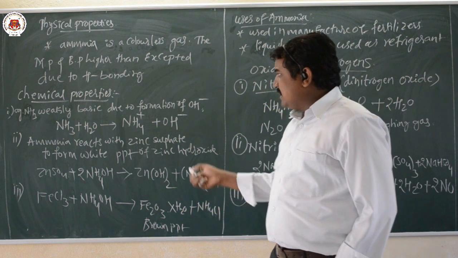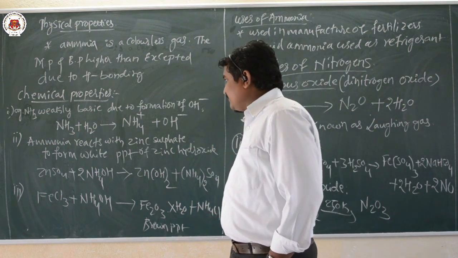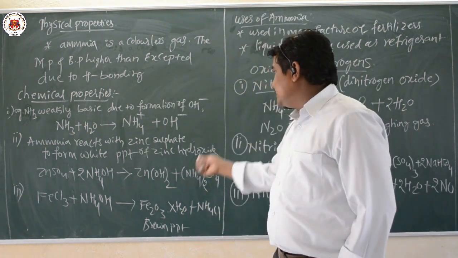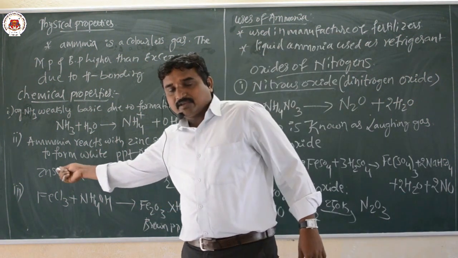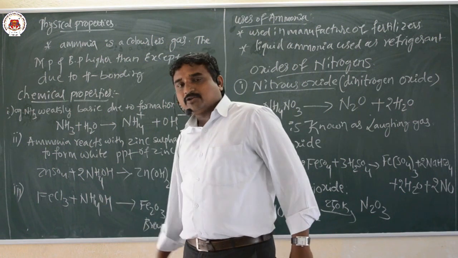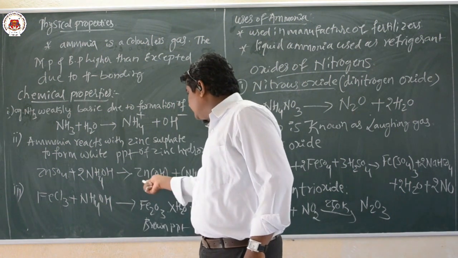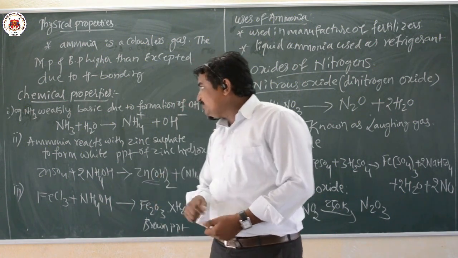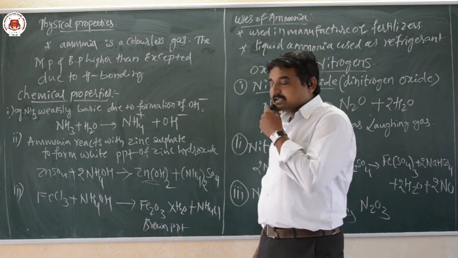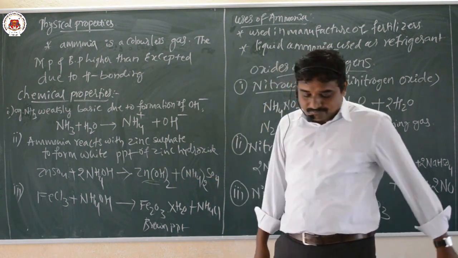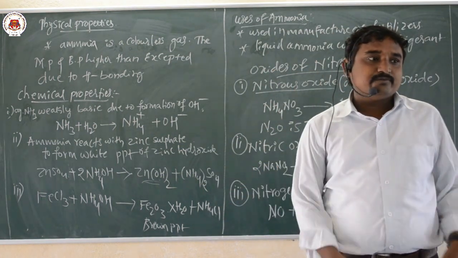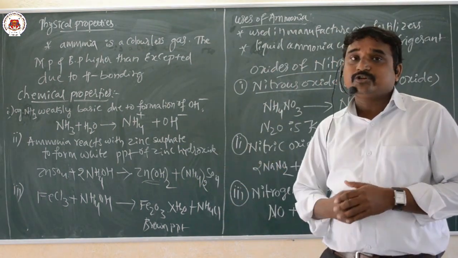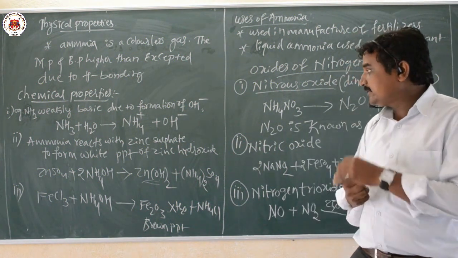And the next one, ammonia reacts with zinc sulfate and forms a white precipitate of zinc hydroxide. Now zinc sulfate reacts with ammonium hydroxide, and there is a formation of zinc hydroxide. This is a white precipitate, and this is another chemical reactivity. When ammonia reacts with zinc sulfate, there is a formation of zinc hydroxide. This is a white precipitate, and there is a side product, that is ammonium sulfate.